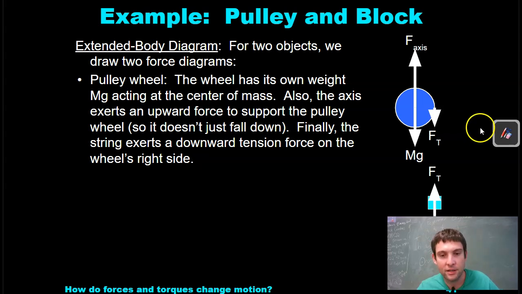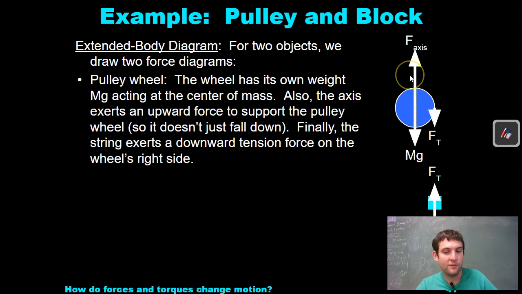The weight is acting at the center of mass. Also, the axis exerts an upward force to support the pulley. It has to be attached to the wall. So if you want to think about it as being a pin, and that pin is pushing upwards, otherwise this pulley would just fall down under the weight of this block. Finally, the string is going to exert a downward tension force on the wheel's right side.